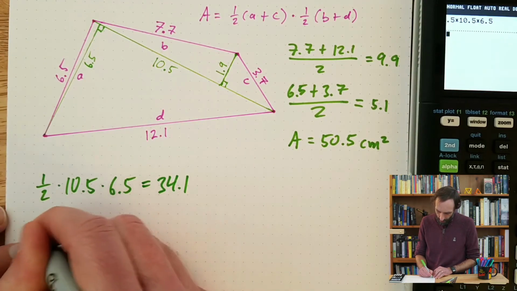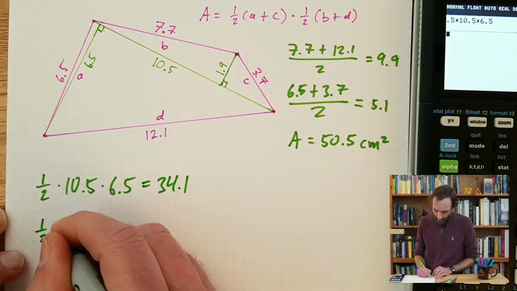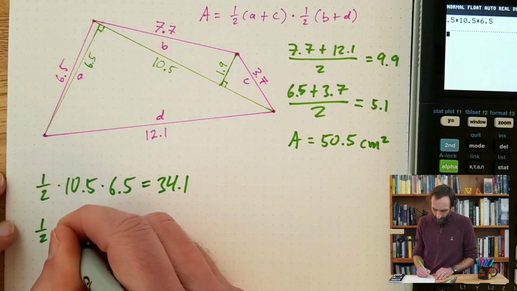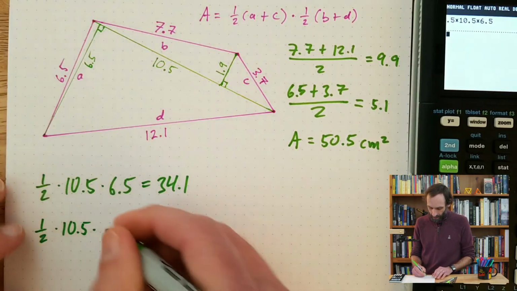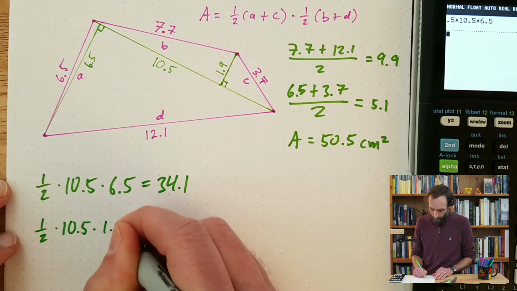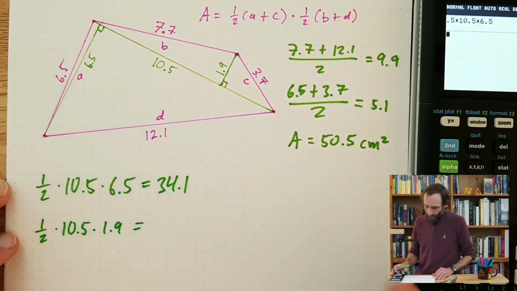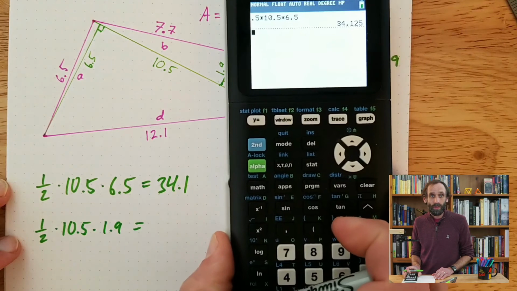Now let's go ahead and do the other triangle. So 1/2 base times height again. Once again, the base is the same. It's that length 10.5, but the height is different. So now the height of this triangle is 1.9. And now let's plug those numbers in the calculator.